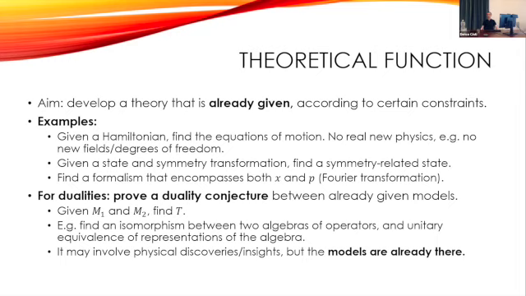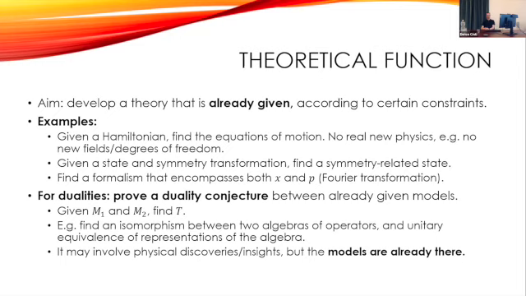So it's like when you have a conjecture of a mathematical theorem, and then you need to fill in the details. But the end result is in some sense already given. So examples of this are, given a Hamiltonian, find the equations of motion. In that process, there is no real physics. You don't need to introduce any new degrees of freedom or any new fields. You already have the Hamiltonian, and you go through a mathematical derivation that gives you the equations of motion.